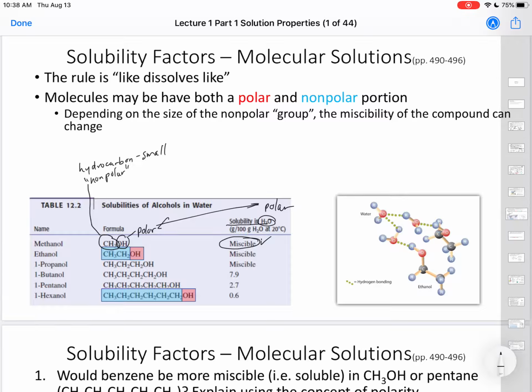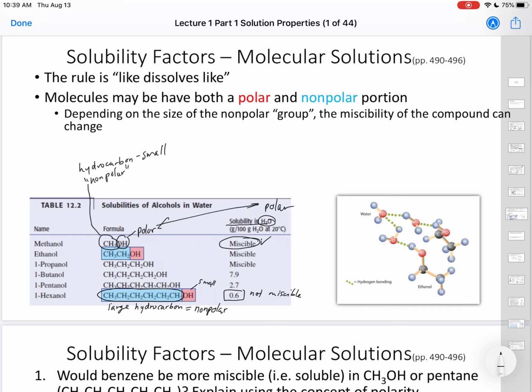But let's look at the last compound here on this table. It has a large CH portion, so it has a large hydrocarbon fragment. And the polar part is very, very small in comparison. Because of this, it is going to be nonpolar because of the hydrocarbon. And so with water, it is not miscible. 0.6 grams will dissolve in 100 grams of water. That is very, very little.